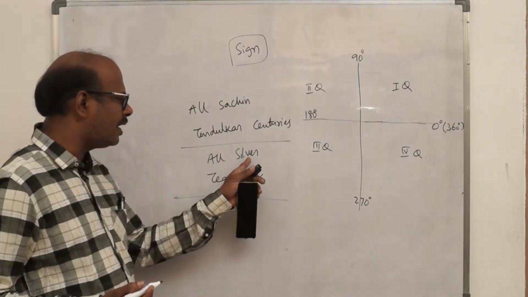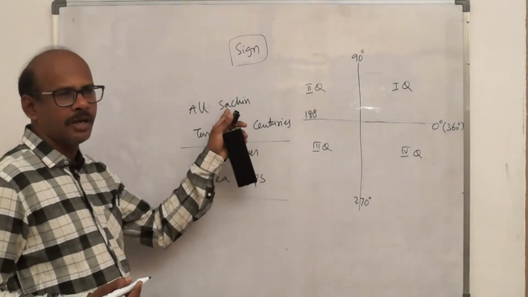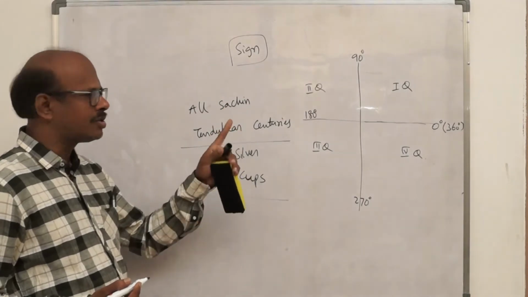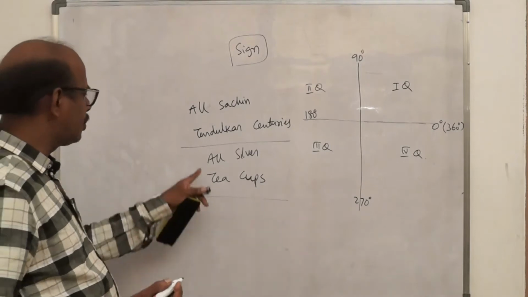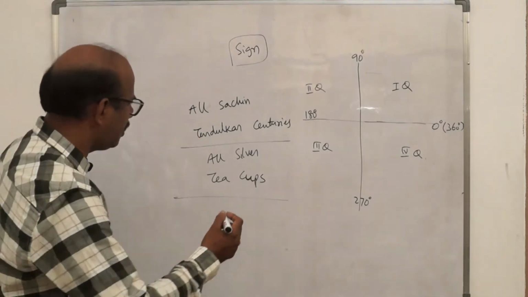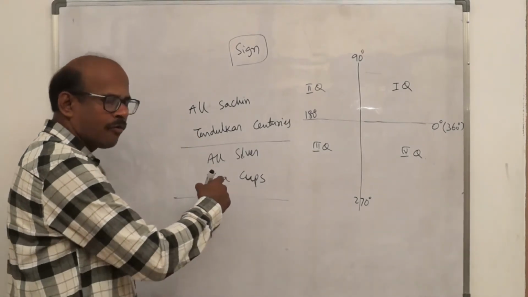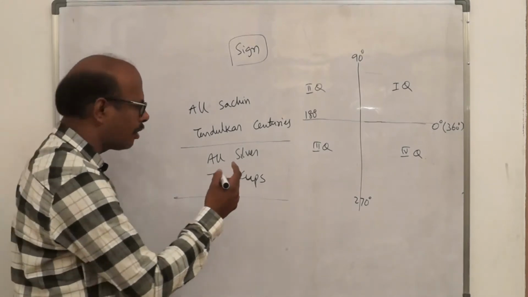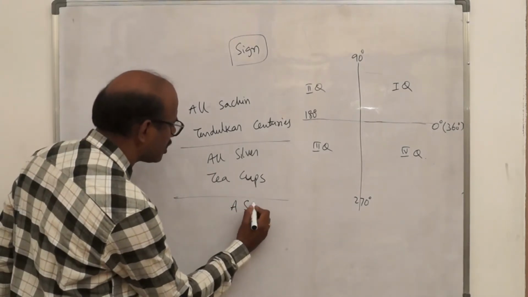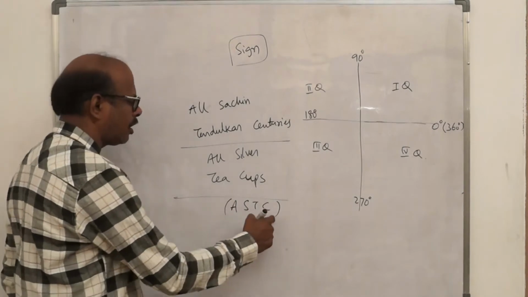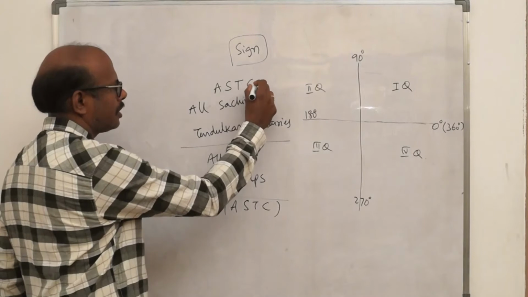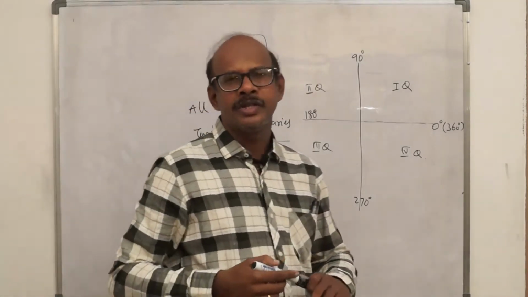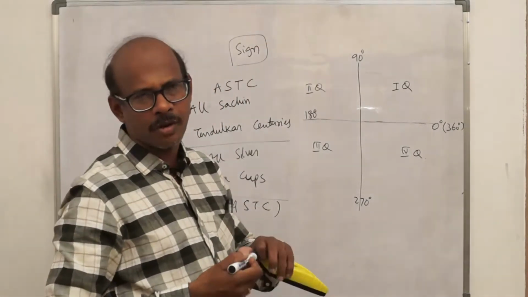In the second quadrant sine and cosec are positive, like Sachin, S for sine, and cosec is its reciprocal. Tendulkar, T, third quadrant tan and cot positive. The first letter here is C, fourth quadrant cos and secant positive, remaining all are negative. So the sign scheme is ASTC: All Silver Teacups, all Sachin Tendulkar centuries. A thumb rule followed for the sign convention of various trigonometric ratios.